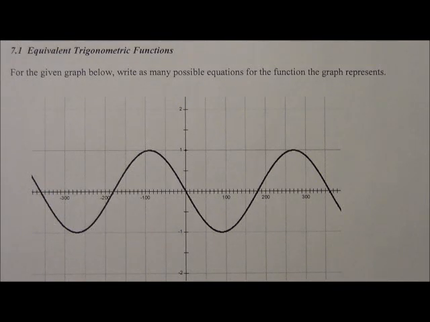Hi, today we're going to be looking at Lesson 7.1, Equivalent Trigonometric Functions. The goal of today's lesson is to identify equivalent trigonometric relationships. This will allow you to use angles that are different than just the special angles that we've been looking at over the past unit.